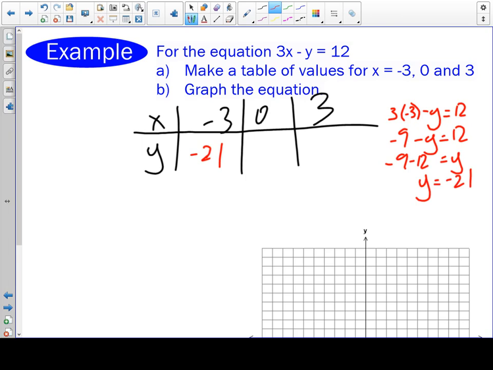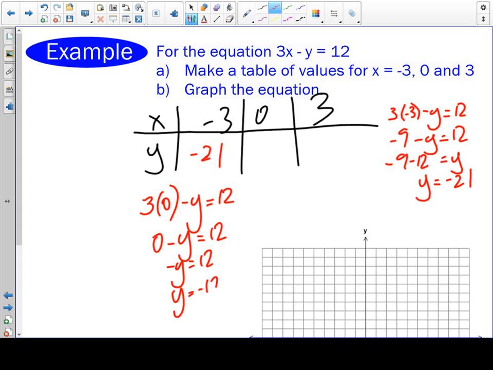Okay? So now we got to do the same thing for x equals 0. So we go back and we write out that equation, but this time instead of 3 times negative 3, it's 3 times 0. 3 times 0 minus y equals 12. Anything times 0 is 0. So 0 minus y equals 12. So negative y equals 12. Y equals negative 12. So y equals negative 12 when x is 0. And now we'll move on to the very last one.